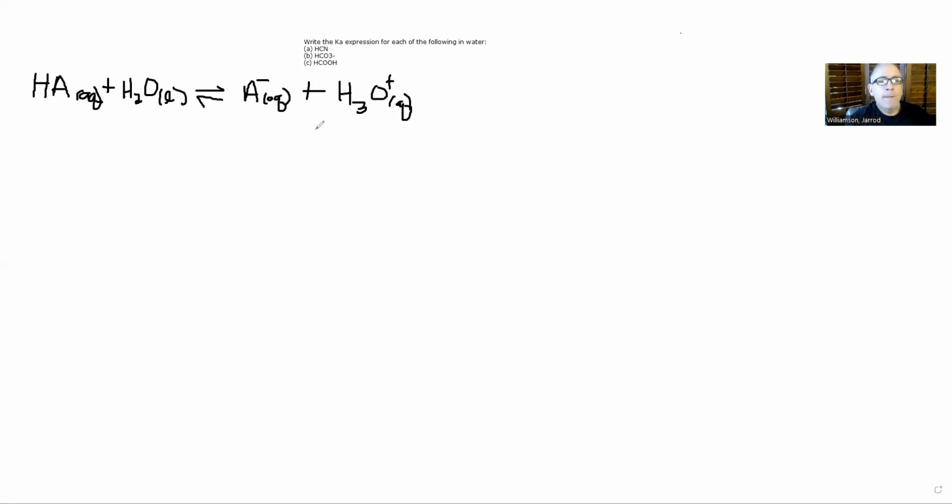Okay. And the equilibrium constant expression for this general reaction would be H3O plus in square brackets, times A minus in square brackets, over HA.